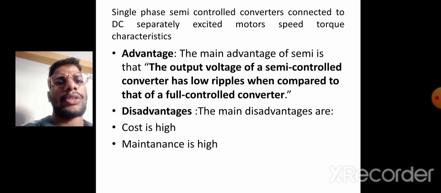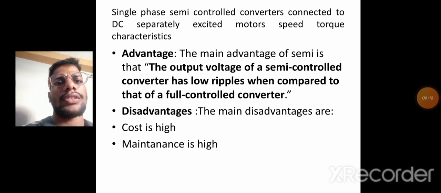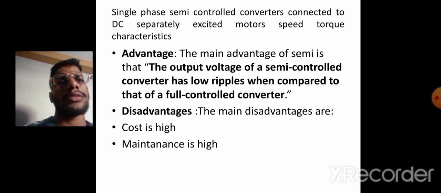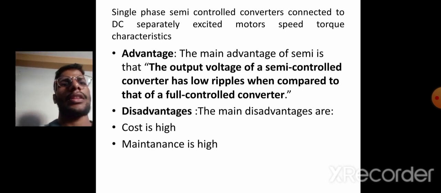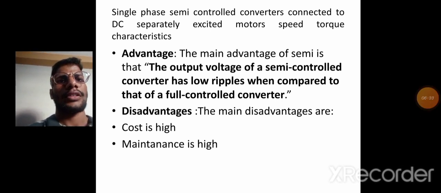And coming to the disadvantages, the main disadvantages of the single phase semi converter are that the cost is high and the maintenance cost is also high. Coming to applications, it is used in electronics and laboratories, in colleges, and for defense and all this. Thank you.